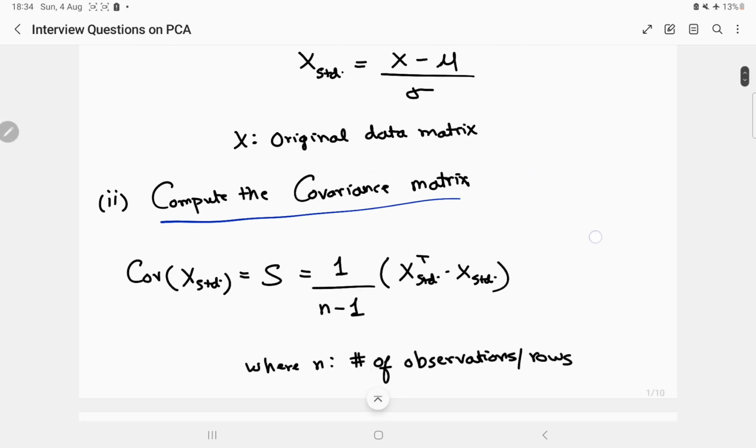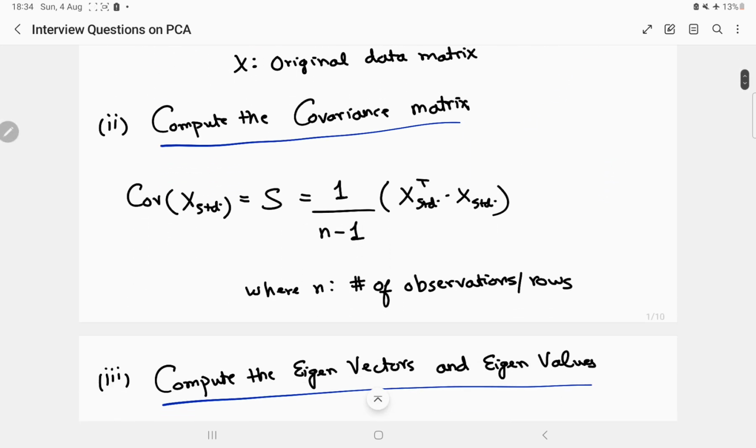The second step is to compute the covariance matrix. Now, I'm pretty sure that a lot of you might be aware of what covariance is. And the way to compute the covariance matrix is you take the above standardized data matrix, you multiply it with the transpose of that particular matrix, and you divide it by n minus 1. And n is basically the number of rows, or your number of observations, in your original data set.